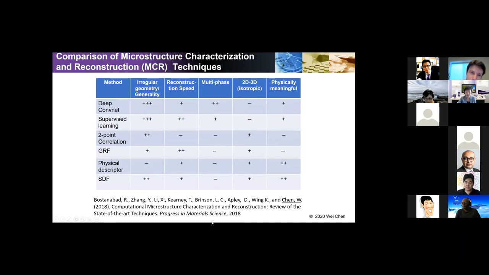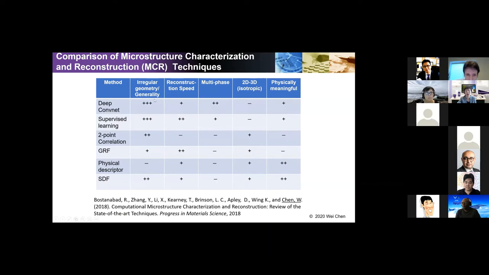There's a paper we published in Progress in Materials Science several years ago comparing different methods. We are not saying which method is the best, but we are trying to look at them from different perspectives.